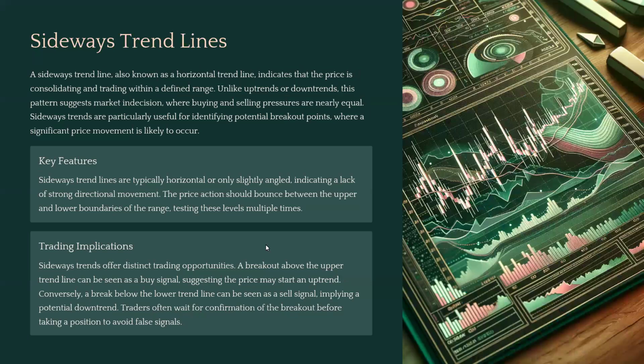So there will also be sideways trend lines. These often show indecision by traders and investors, whereby they are not able to decide whether to buy or sell, as buying and selling pressure are nearly equal. Sideways trends are particularly useful for identifying potential breakout points where a significant price movement is likely to occur.